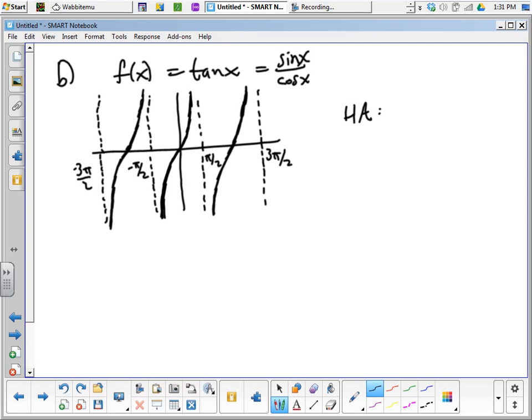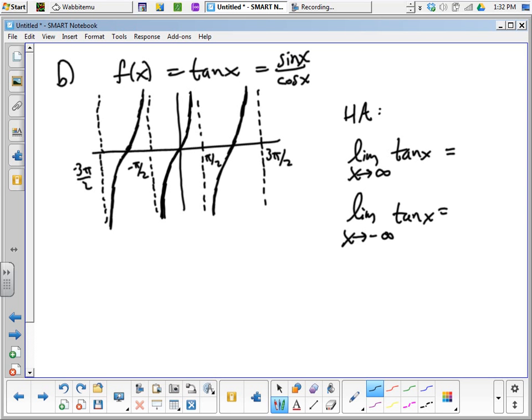Well, why don't we do a limit as x goes to infinity? Let's find out. So let's do the limit as x goes to infinity of tan x, and the limit as x goes to negative infinity of tan x. Okay, neither of these make a whole lot of sense.